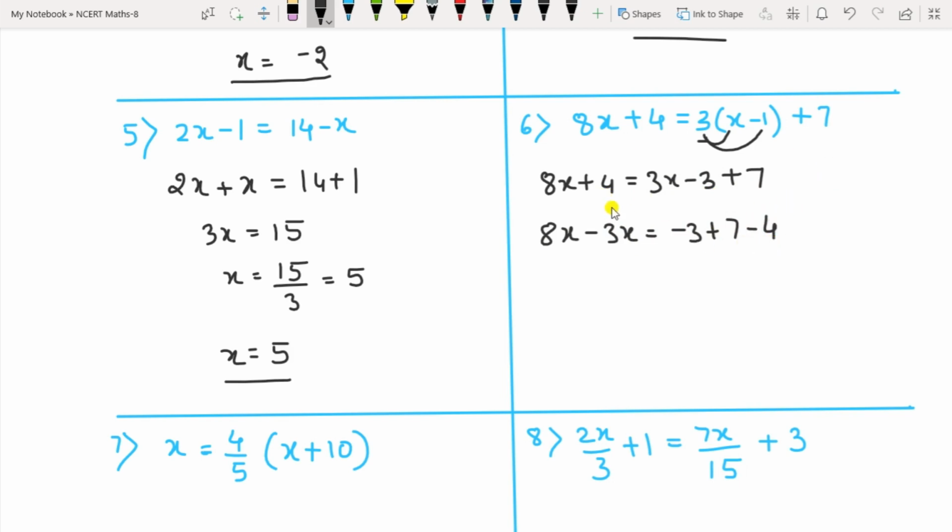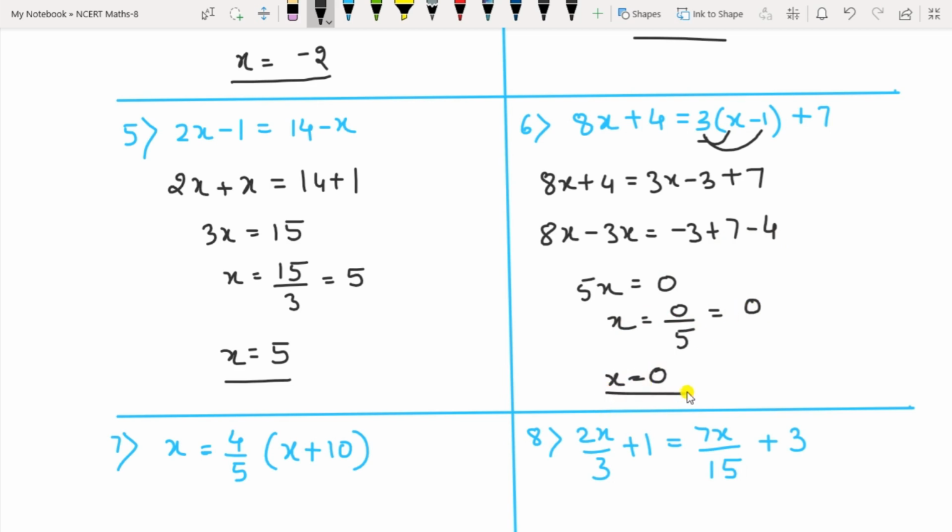Now 8 minus 3 is 5x equal to, now these are 2 minus means plus, minus 4 minus 3 is minus 7, minus 7 plus 7 is 0 here. So x equal to 0 by 5, the answer is what? 0. So x equal to 0, answer.